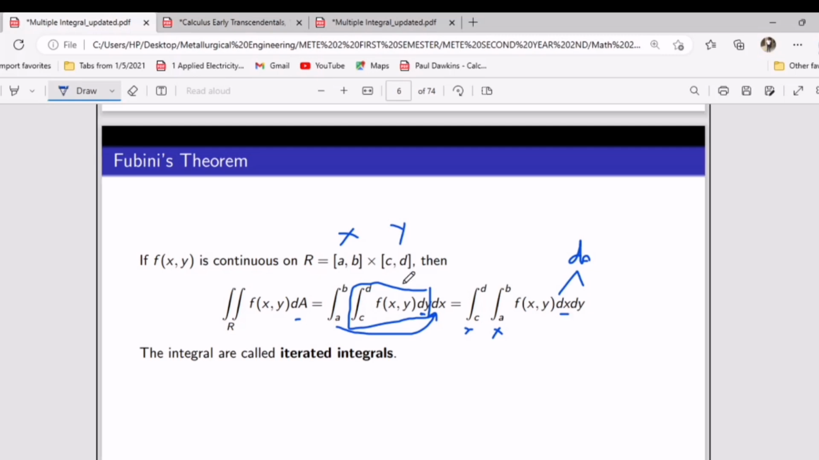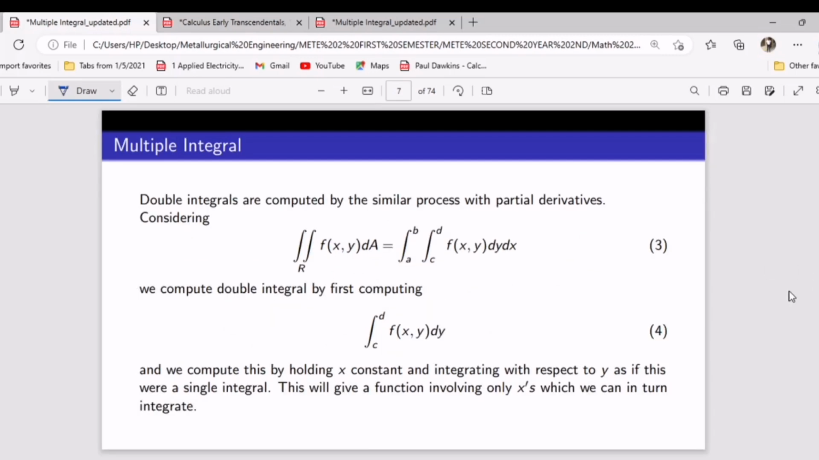So then let's try and take some examples and see. Let's get into it. Double integrals are computed by a similar process with partial derivatives, right? Yes. So we are going to apply partial derivatives here. In this case, we established that [a, b] represents x, and [c, d] represents y. When arranging it, the dy will come first, and the dx will come last. We've done that.